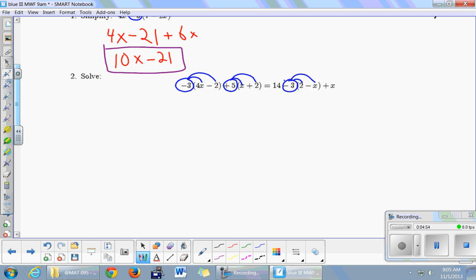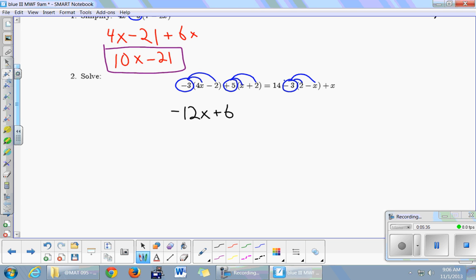So let's do this together very carefully. Negative 3 times 4x is negative 12x. Negative 3 times negative 2 is what? Positive 6. So if you say positive or negative every time, you'll get the signs right. And getting those signs right is one of the issues involved with this distributive property. Okay, we're done with the first part.